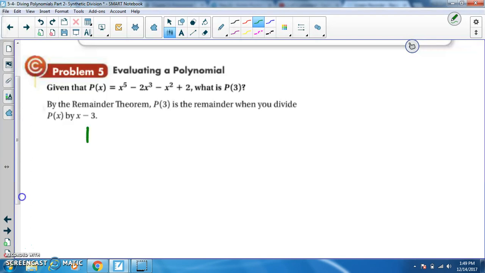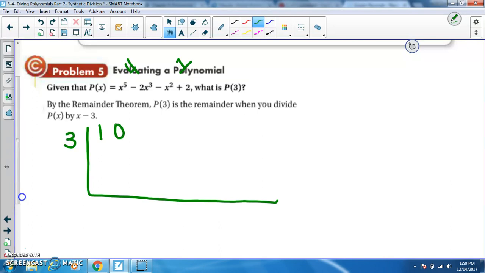So I'm going to use synthetic division, have 3 on my outside because I reversed my sign, and I'm missing a few. I'm missing the 4th, and I'm missing the 1st power. So I'm going to do 1 as my 5th power, 0 as my 4th power, negative 2 as my 3rd, negative 1 as my 2nd, 0 as my 1st, 2 as my constant.